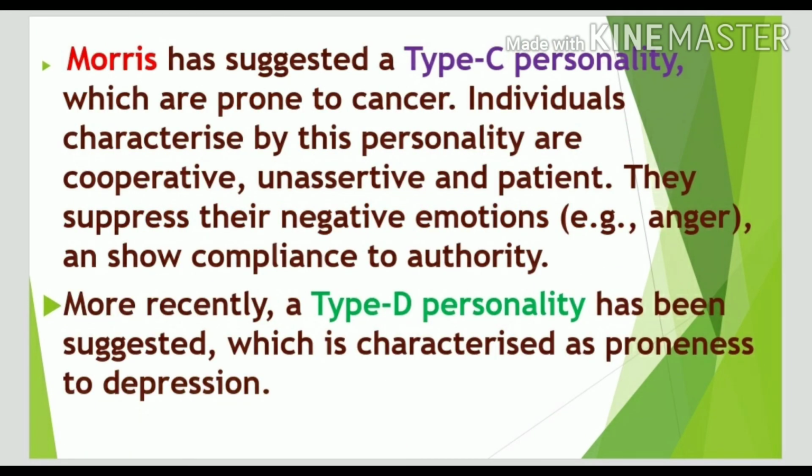And this typology has been further extended by Morris, who has suggested a type C personality which is prone to cancer. Individuals characterized by this personality are cooperative, unassertive, and patient. They suppress their negative emotions, for example, anger, and show compliance to authority. And more recently, a type D personality has also been suggested, which is characterized by proneness to depression. So, these are the type approaches of personality.